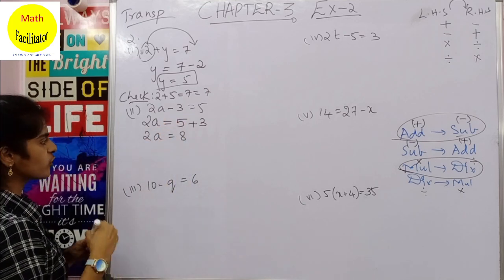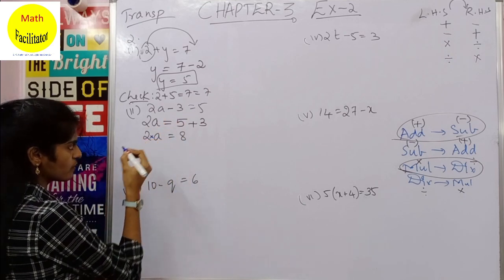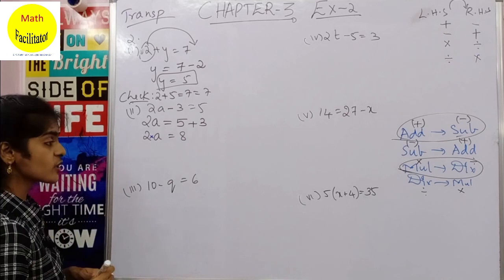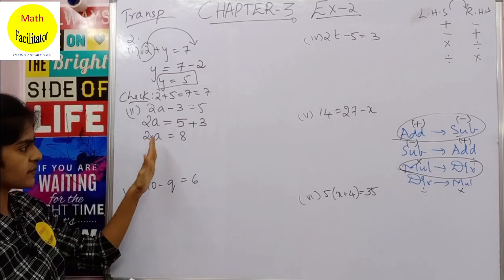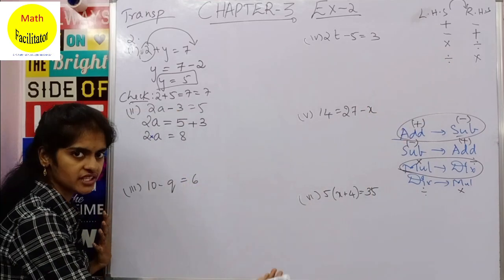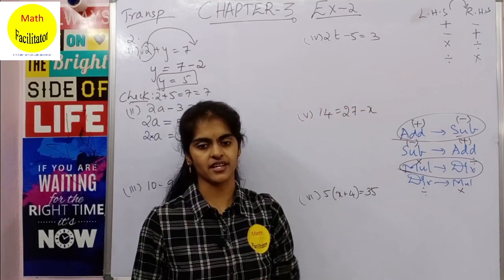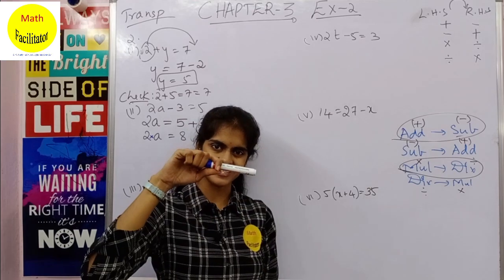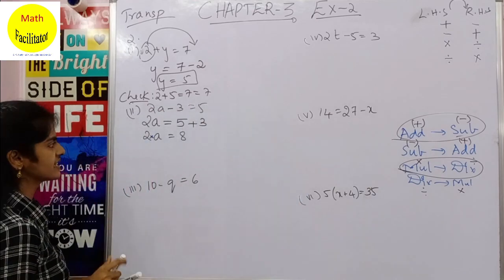Now I told you that 2a is nothing but 2 multiplied by a. So what do you have here? You have 2 multiplied by a, that means you have a multiplication. So what does it become when it goes to the other side? It becomes division. Multiplication becomes division, right?